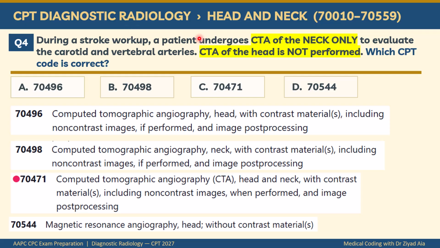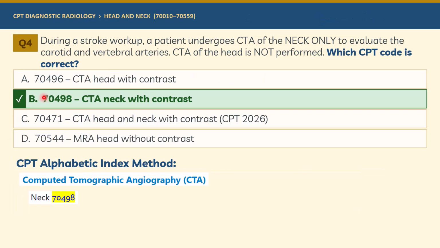Angiography neck, but regarding the contrast, the contrast detail is not given. With contrast, including non-contrast images, both are included here. And to look at the other answers, 70471, computed tomographic angiography, head and neck with contrast. So this is head and neck. That is not the case here. 70544, magnetic resonance angiography, head without contrast material. So that's also wrong. So the correct answer will be answer D, 70498, CTA neck with contrast.